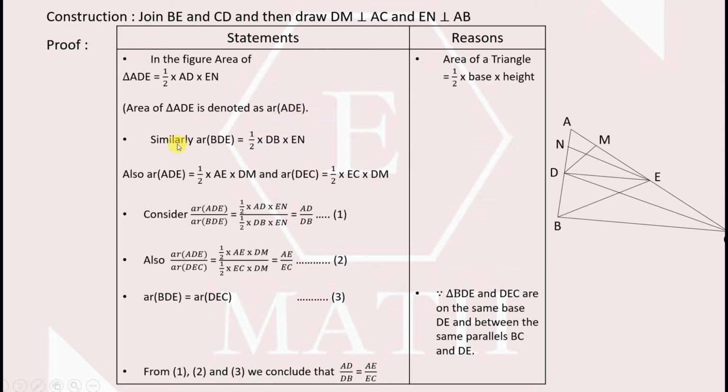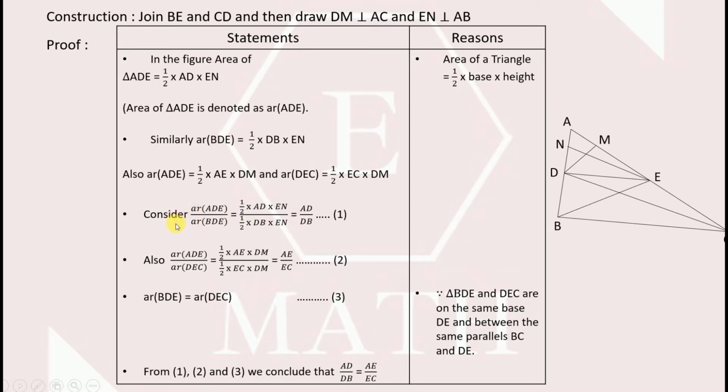Okay, now similarly if you take the triangle BDE also, the same thing happens. It's again the formula for area of a triangle. It's going to be half into base into height, right? So also we have area of triangle ADE is half into AE into DM, and area of triangle DEC if you take, again it's half into EC into DM.